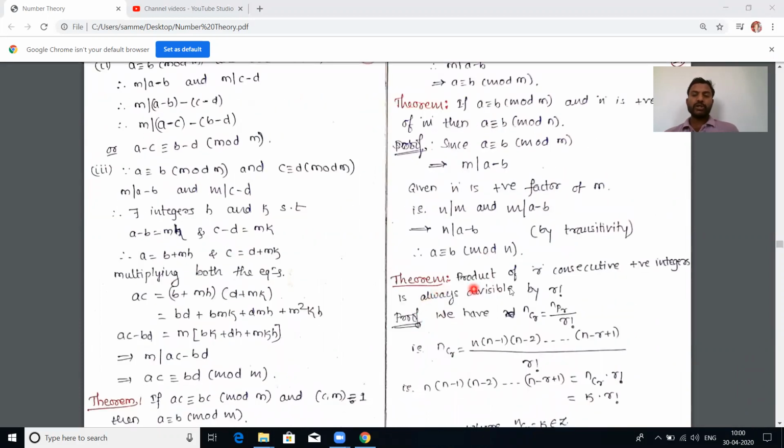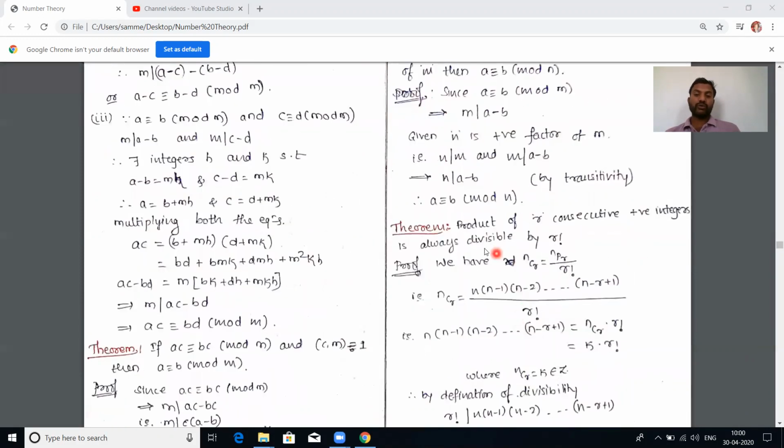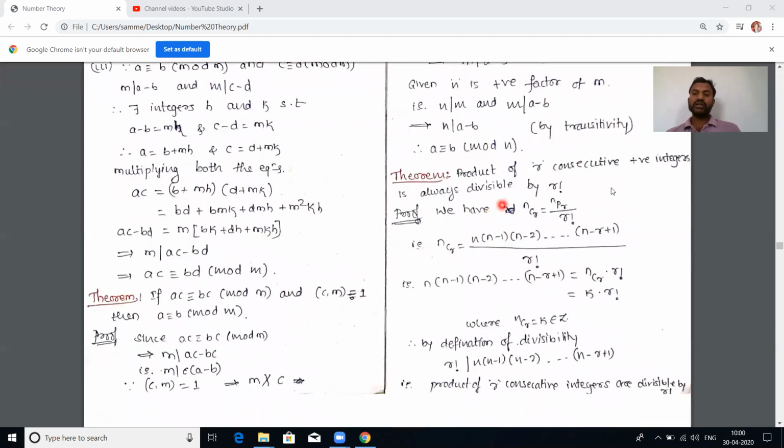Next theorem: the product of r consecutive integers is always divisible by r factorial. In the previous result, I used that n into n plus 1 is a product of two consecutive numbers and it is divisible by 2 factorial. So that is the theorem here: the product of r consecutive integers is always divisible by r factorial.